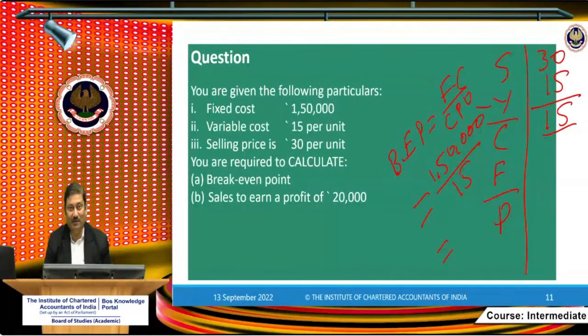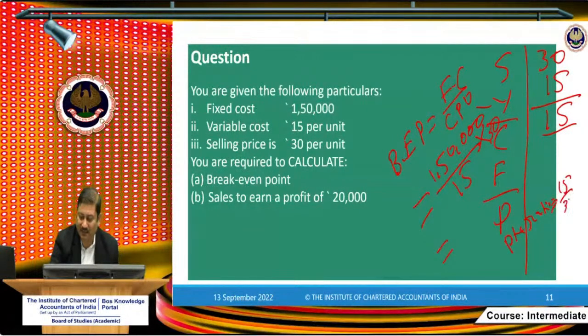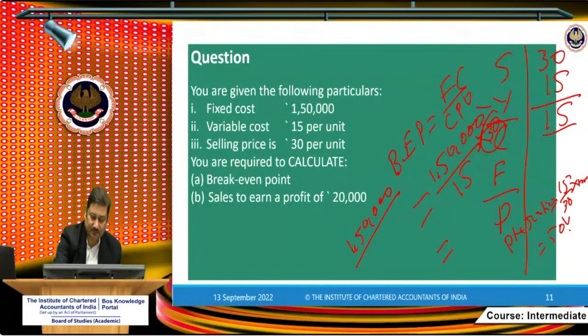Now can you tell me what it will be in rupees? Either you multiply it by the selling price, that is 30, or you can calculate PV ratio first. It is always better to calculate PV ratio. So PV ratio will be 15 by 30 into 100, that is 50%. So either you multiply by 30, or straightaway 1,50,000 divided by 50%. That will be your break even point in amount.